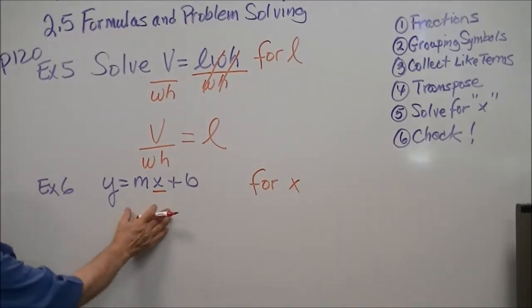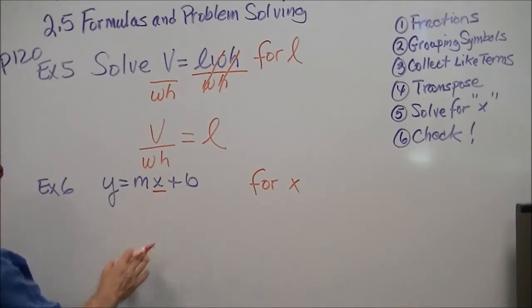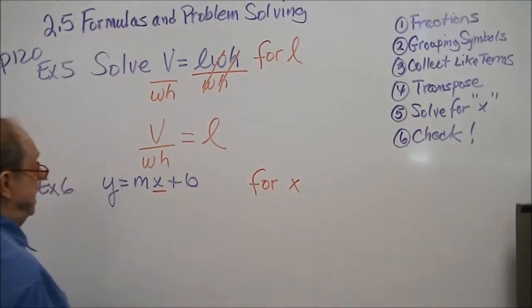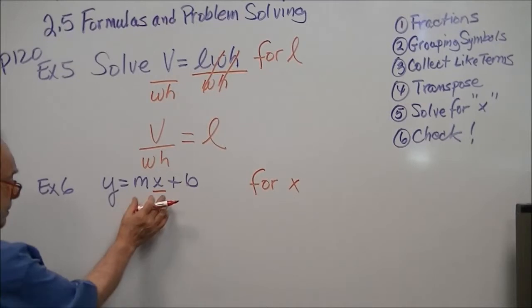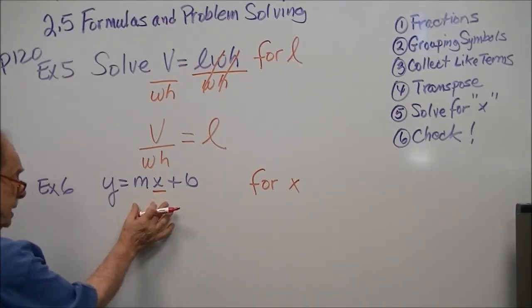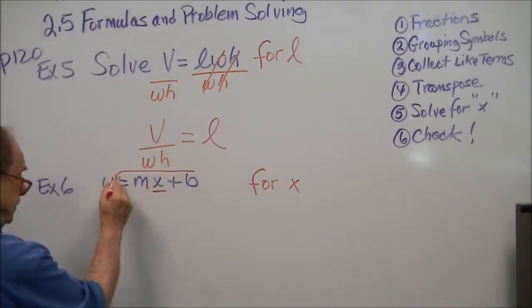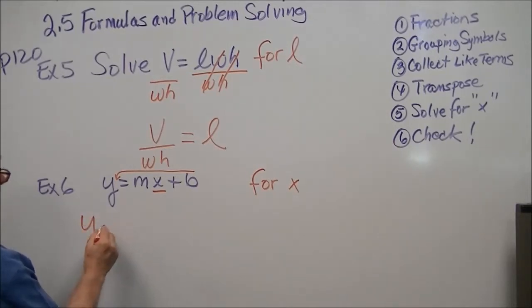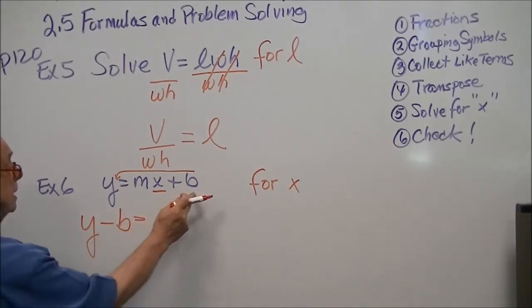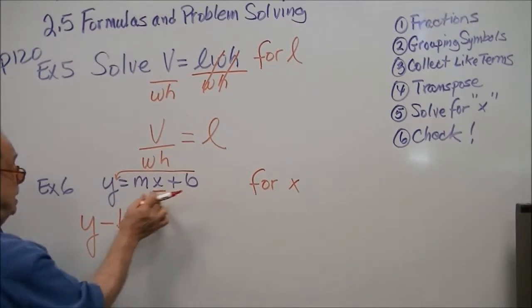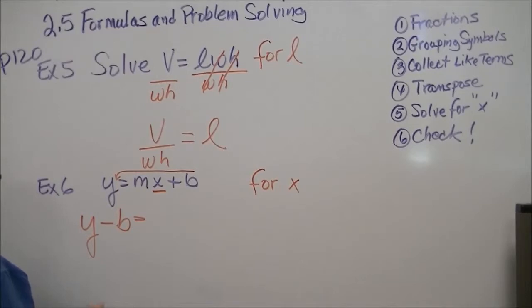Now this is one that we're going to do in chapter 3, our next chapter. This is the slope-intercept form, but they're asking us to solve for the letter X. So here we want to isolate the term that has the X by itself. So we need to get rid of this, and we're going to transpose that. So we get Y minus B, taking it from this side to the other side. Or subtract B, subtract B.